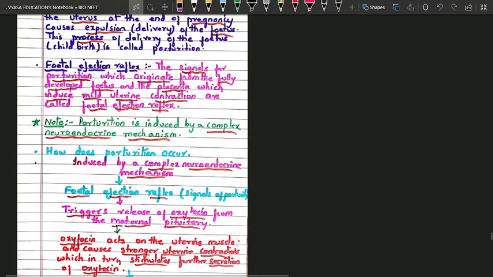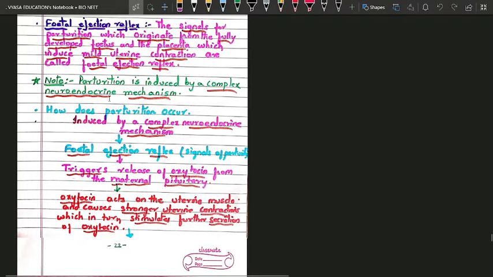So there is a note here. Parturition is induced by a complex neuroendocrine mechanism. Okay, this is very important. Parturition is delivery, I said, isn't it? Delivery is induced. How is it induced? It is induced by a complex neuroendocrine mechanism. So the endocrine gland with the nervous system is called the neuroendocrine mechanism.